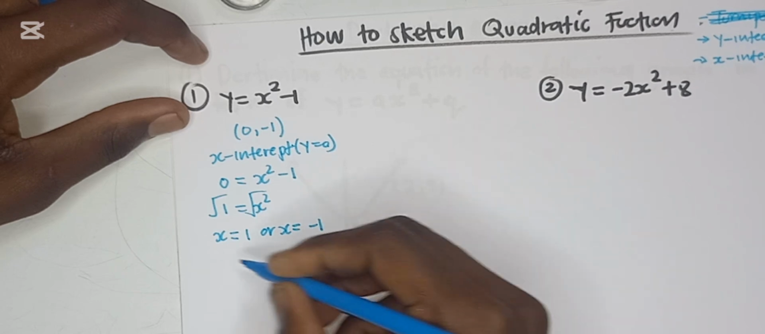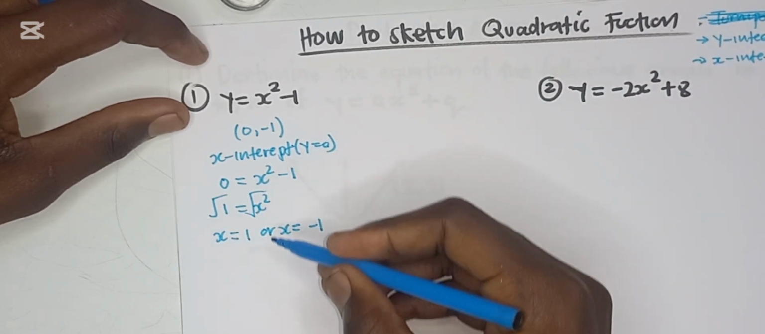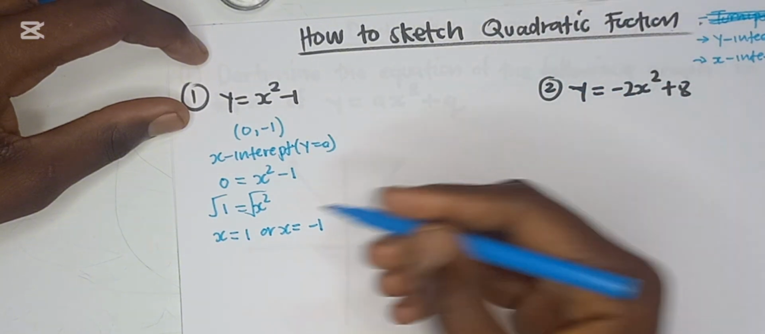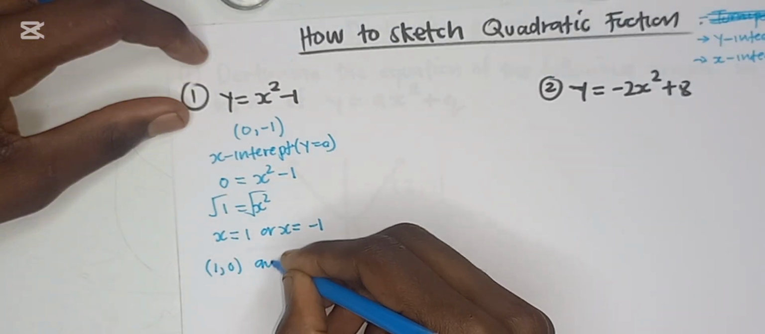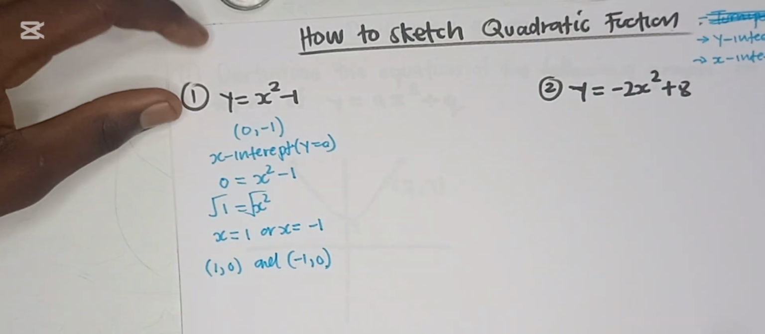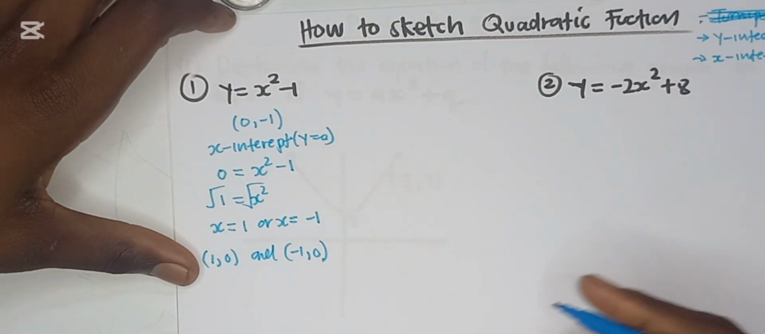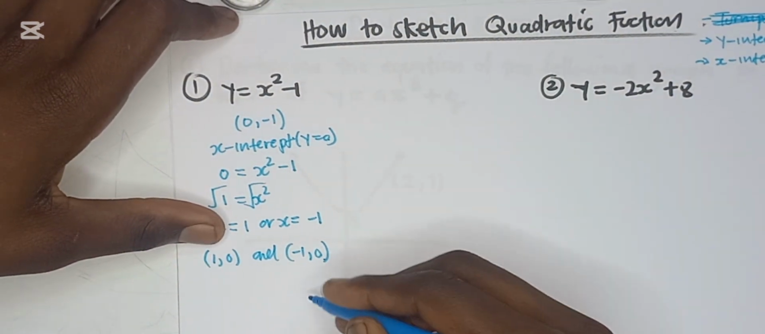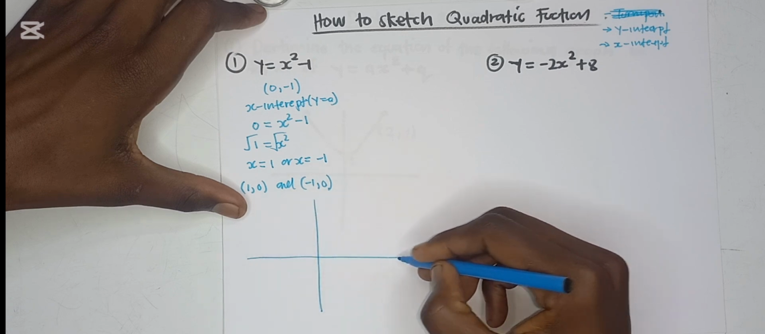Remember, these are not the x-intercepts; these are the x-coordinates. The x-intercepts are the coordinates like this: (1, 0) and (-1, 0). So these are the x-intercepts. Having found these, you are done. You can sketch your graph very easily. So our graph is going to be something like this.